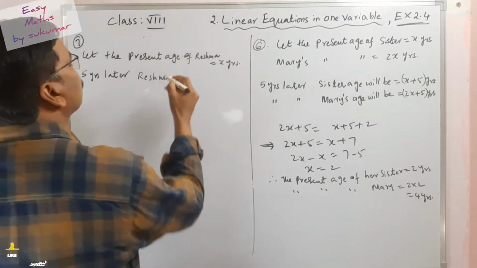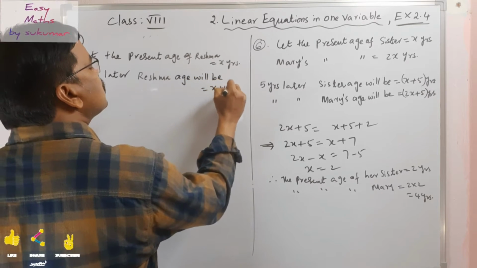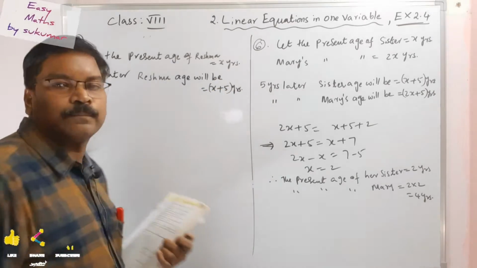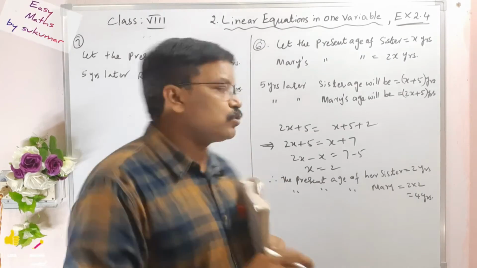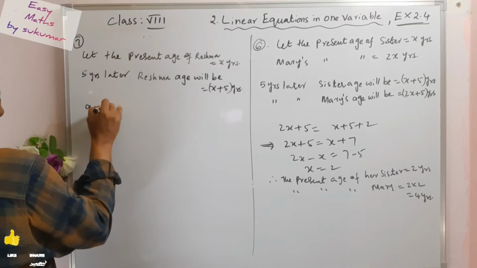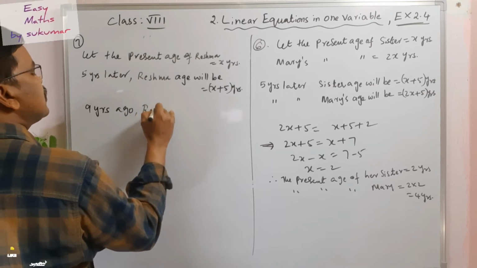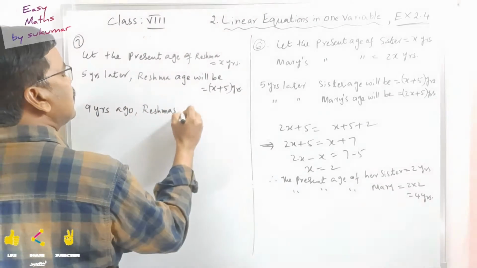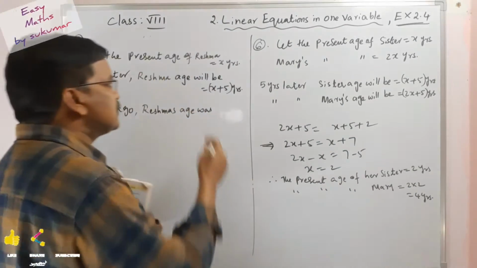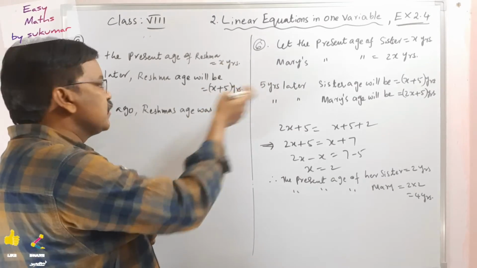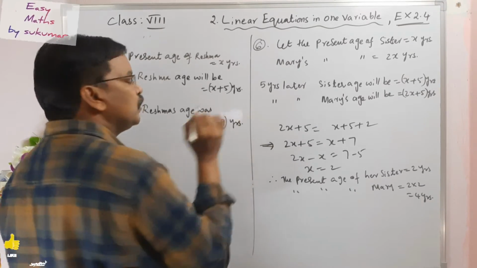Rashma's age will be what? x plus 5 years. Okay. So here, in 5 years' time Rashma will be 3 times as old as she was 9 years ago. What is her age 9 years ago? Rashma's age was, since it is past tense, the present age is x, so 9 years ago her age is x minus 9 years. Okay, my dear students.